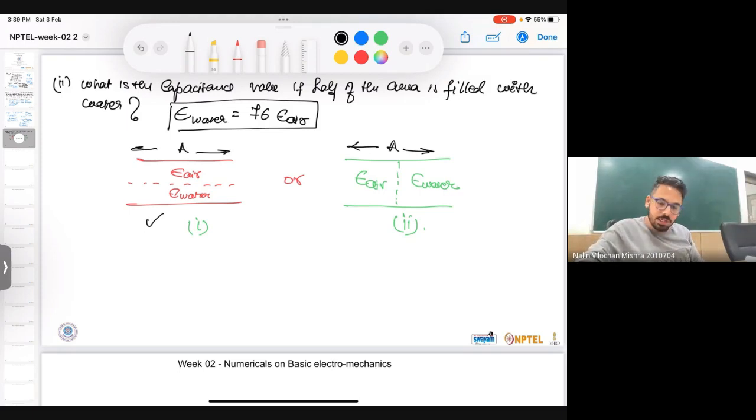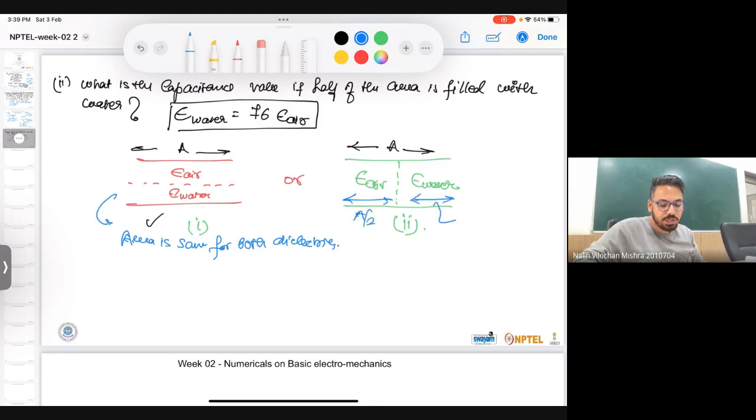In the first arrangement, I think the area is the same for both dielectrics. But in this case, the medium air is sharing half of the area and water is sharing half of the area. So it should be the second one or the first one? Okay, the second one. Anyone else?